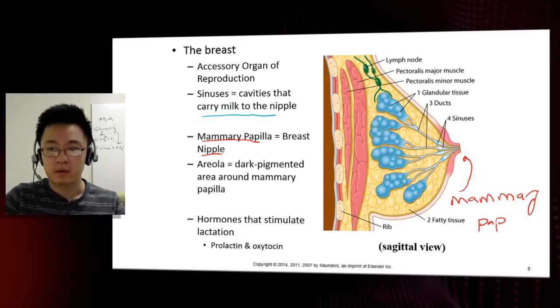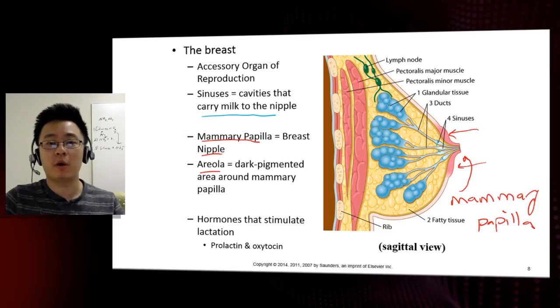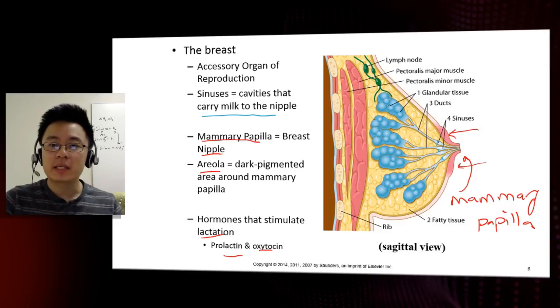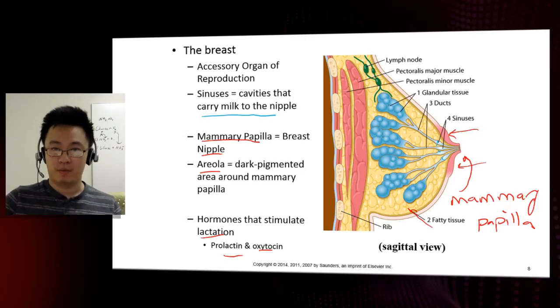Papilla. All right. Now, the structure around the mammary papilla would be known as the areola, which is a dark pigmented area around the mammary papilla. And the hormones that stimulate lactation, which is the process of producing milk, are prolactin and oxytocin. And as you can see, around the breast tissue, we have a lot of fatty tissue as well.